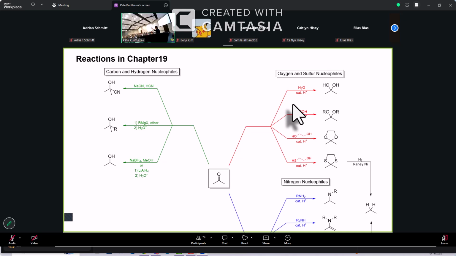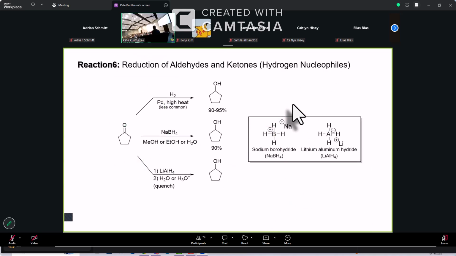Not deprotonation. Nucleophilic attack followed by protonation. Okay. All right, here we go. So we move on to reaction number 6. A lot of you haven't learned this reaction yet. But did you review this reaction? Did you read the thing I gave you?